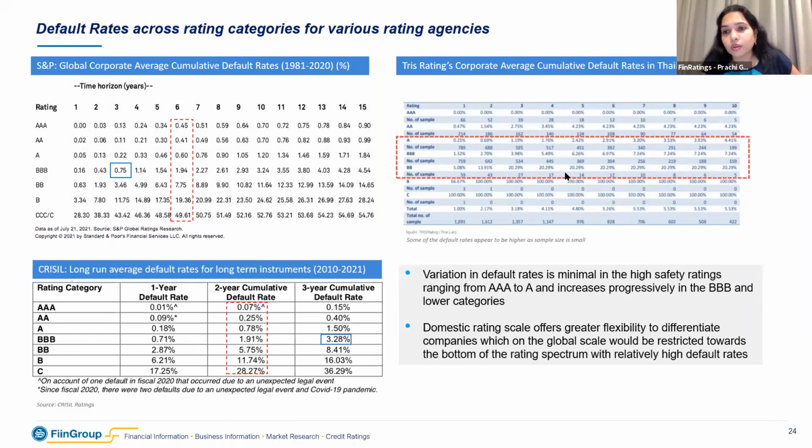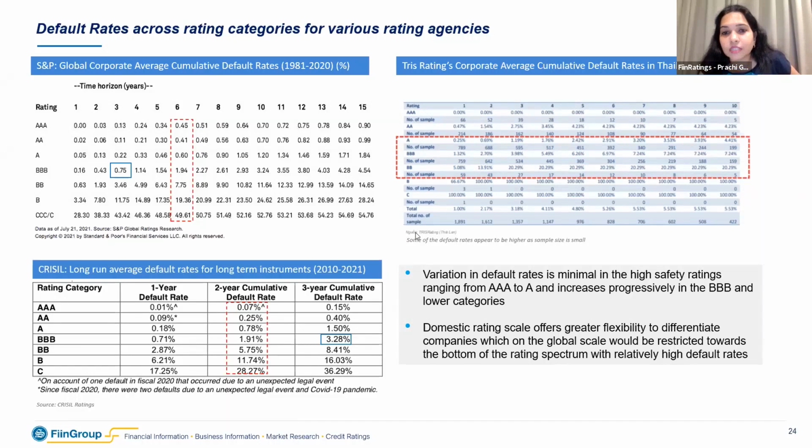And the chart on the right side of the slide, at the top right, indicates the cumulative default rates of corporates which are rated by CRISIL Ratings in Thailand. This is a domestic rating agency. And I just want to highlight here that there are some default rates which would appear out of line and very high. That's simply because the sample size of the data is small. So you can see that the default rates at double B and single B levels are extremely high, but that's simply because of the number of cases being much lesser.